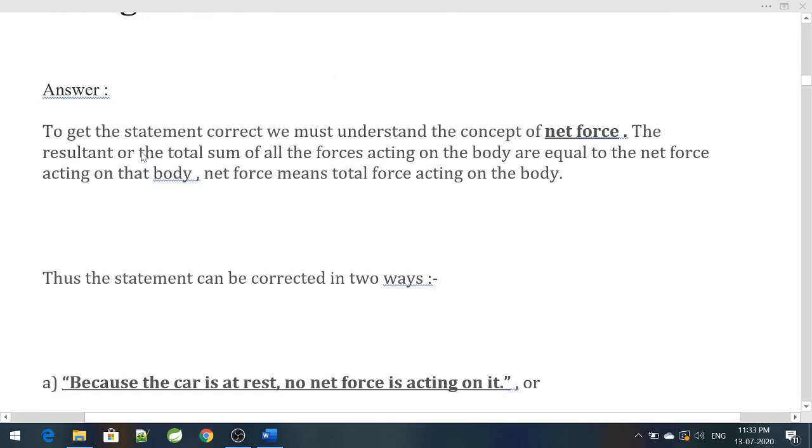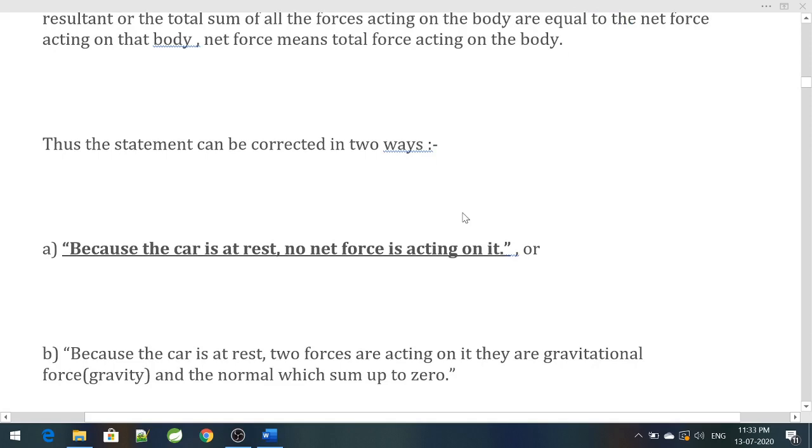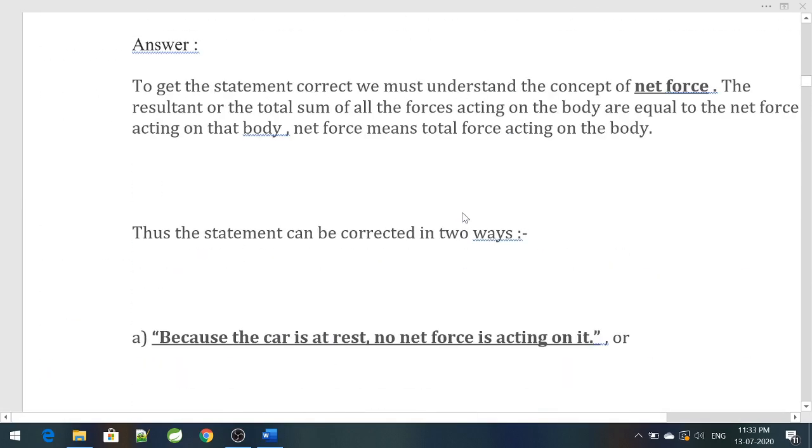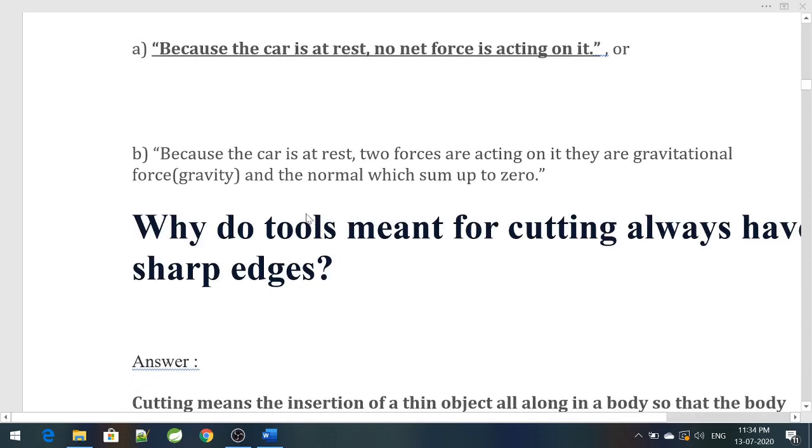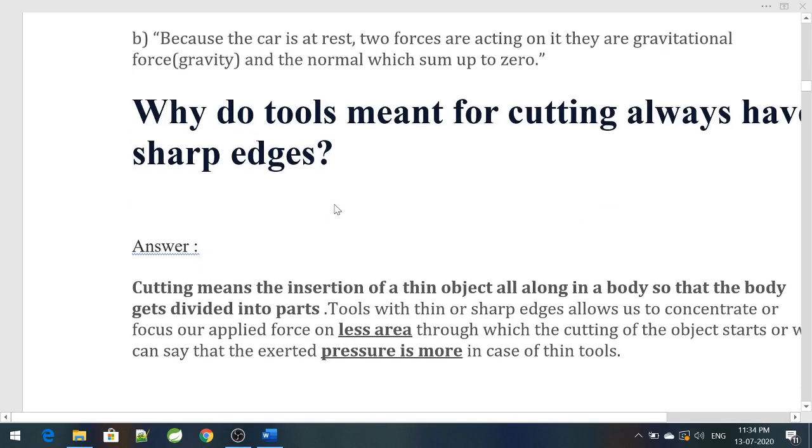So for that purpose, we see the total sum of all forces acting on the body is equal to the net force. So all the forces acting on the body should be equal to the net force acting on that body. Net force means total force acting on the body. Thus the statement can be corrected in two ways. How? First way is, because the car is at rest, no net force is acting on it. And the next is, because the car is at rest, two forces are acting on it. They are gravitational force and the normal force, which sum up to 0.